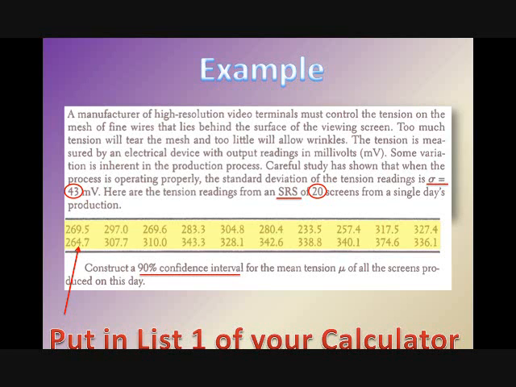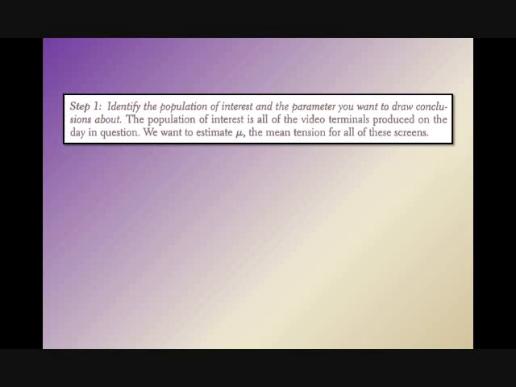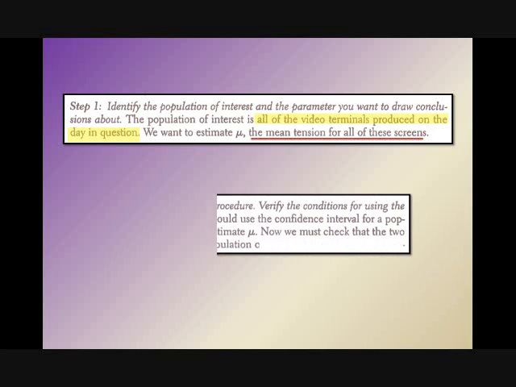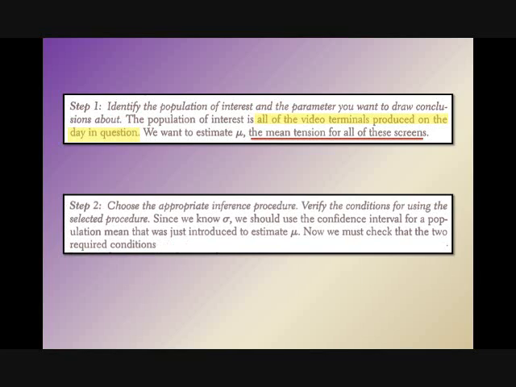So let's start off with step 1. Step 1 is to identify the population of interest and the parameter you want to draw the conclusion about. The population of interest is all the video terminals produced on the day in question. We want to estimate mu, the mean tension for all the screens. Step 2 is to choose the appropriate inference procedure. Verify the conditions for using the selected procedure.